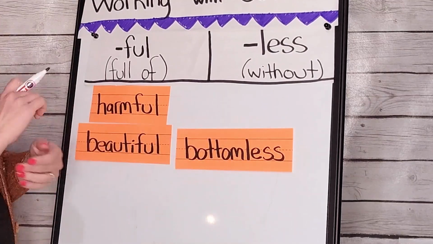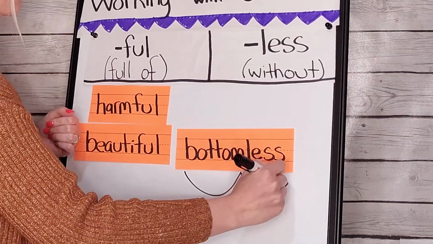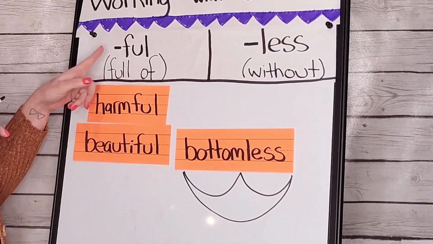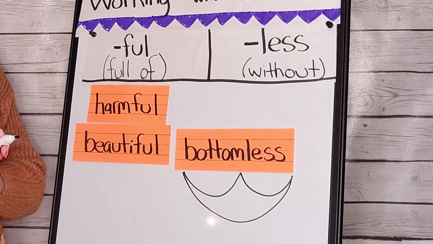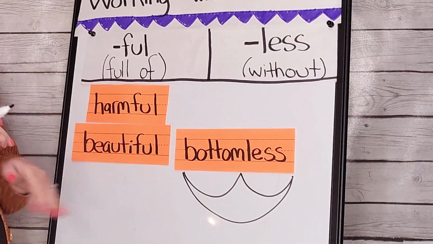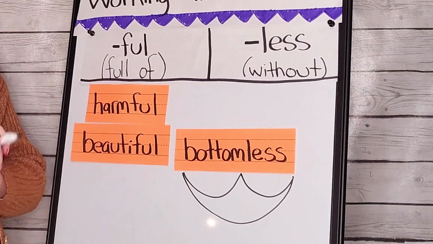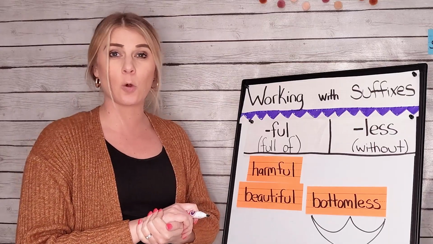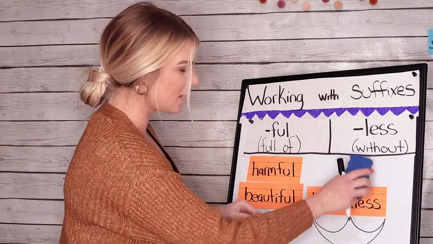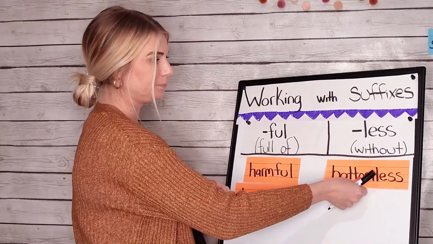Here's our next word. Bottomless. Do I see the full suffix or the less suffix in this word? You're right. I see the less suffix in this word. So bottomless must mean something without a bottom. Lake Superior is so deep, it almost seems bottomless. Let's put this word in our less column because we see the less suffix.